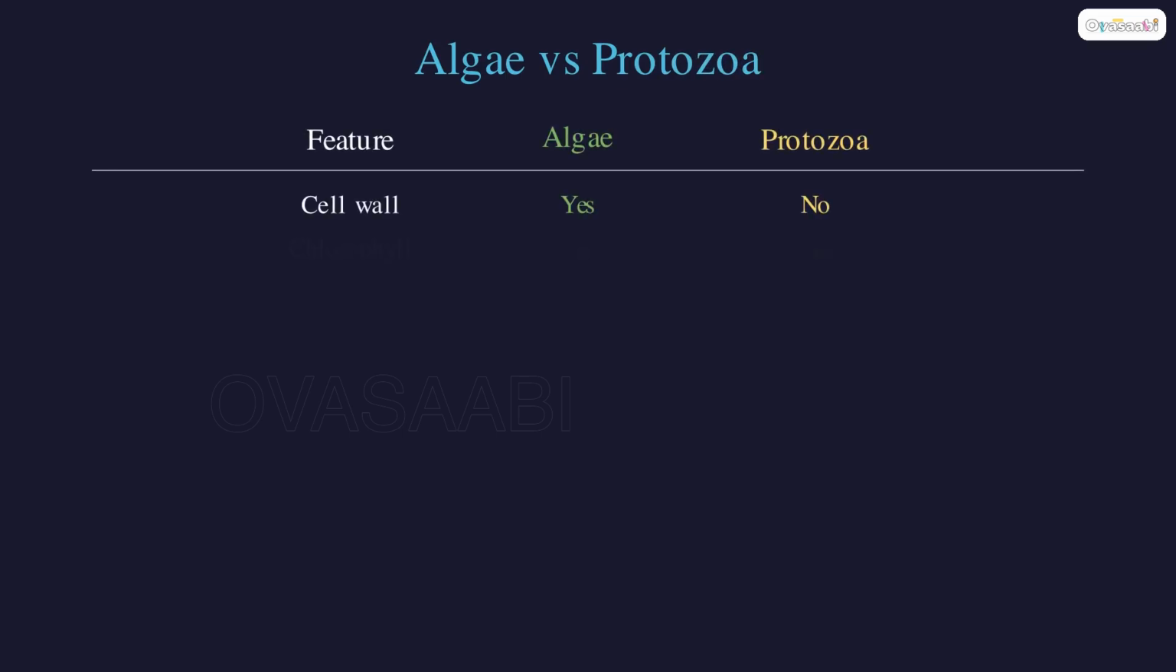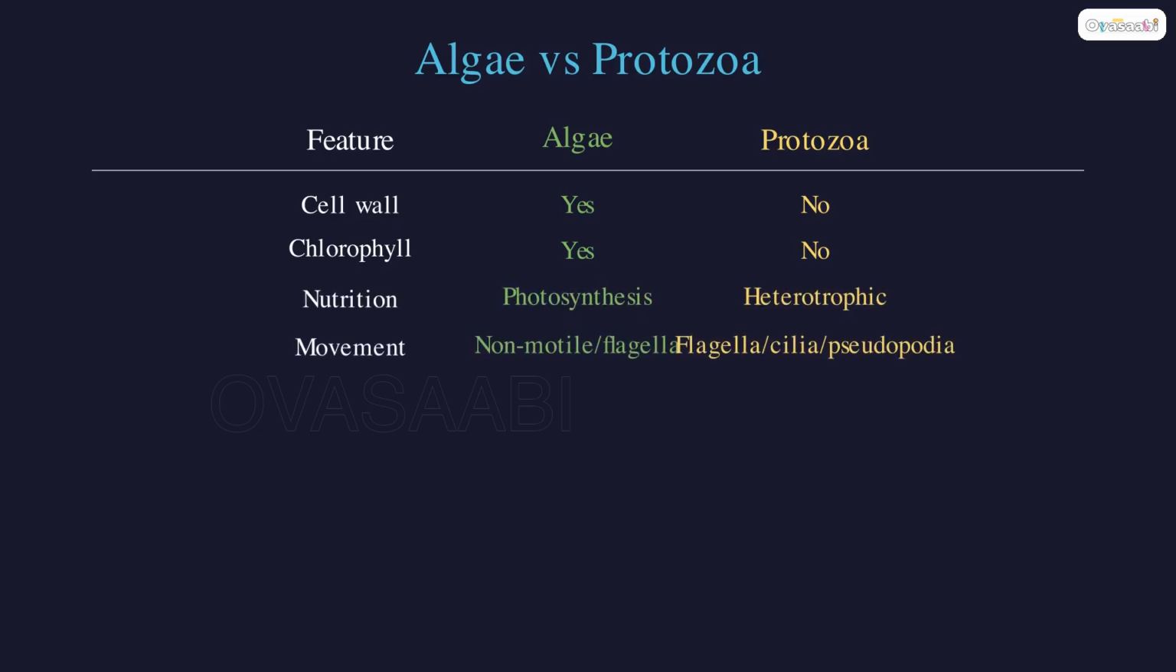Algae have cell walls and chlorophyll like plants. Protozoa have no cell wall, no chlorophyll, and move using flagella, cilia, or pseudopodia. Both are eukaryotic and mostly aquatic.